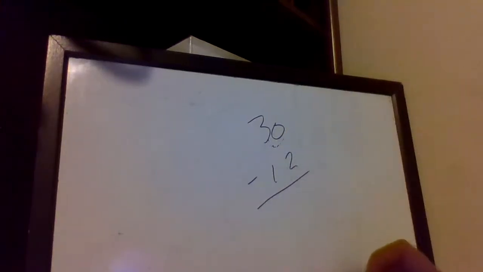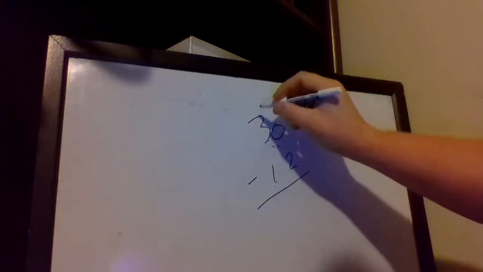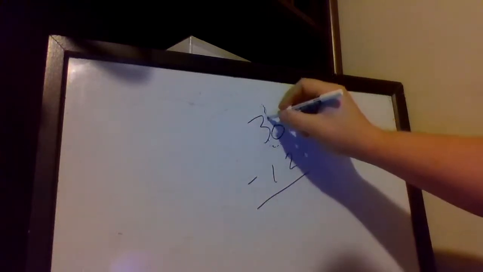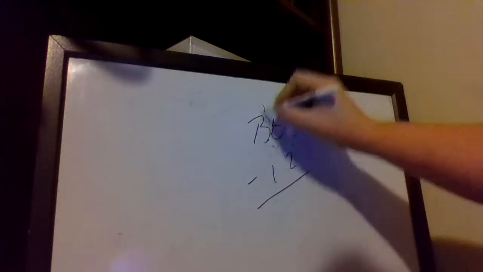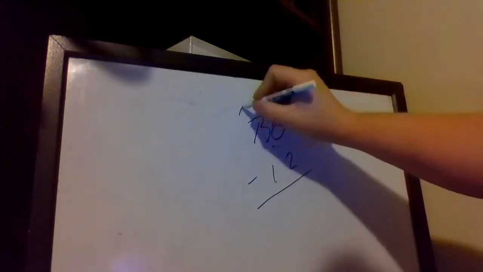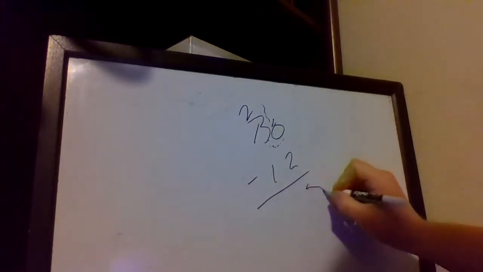3, can I borrow a cup of sugar? And the 3 says, of course, my friend. So that cup of sugar goes right here. And the 3 now has 2 cups of sugar. Now we're ready to subtract. 10 minus 2 is 8. And 2 minus 1 is 1.